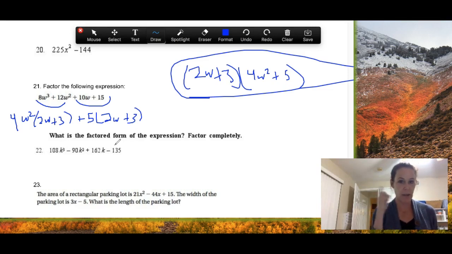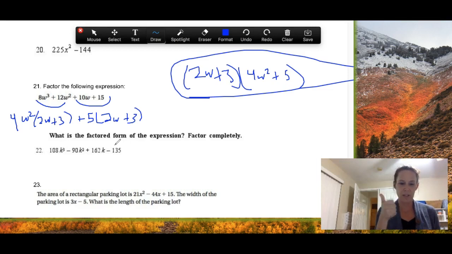Does 90 divide by 3? I know it does because there is a 9 in the first term, so yes. Does 162 divide by 3? Yes, 54. Does 135 divide by 3? Yes, 45. Now I'm looking at all that and thinking, is there a bigger number besides 3?